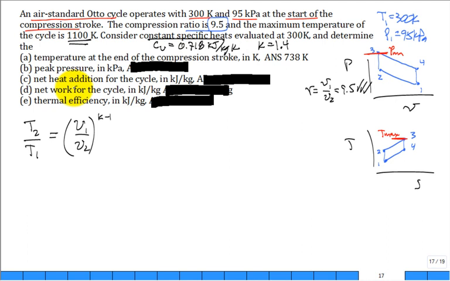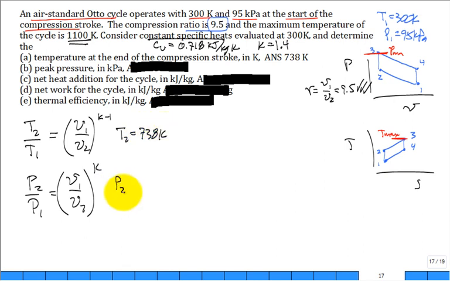It's P3. This is a two-step process. So somebody says, you know what, I remember the third equation, it was very close. It was that P2 divided by P1 is V1 over V2 to the K. So what I can do, just like I calculated that T2 was 738 Kelvin, I can calculate that P2 is equal to 2,221, not Kelvin, kilopascal. I'm almost there, but it's a two-step process.